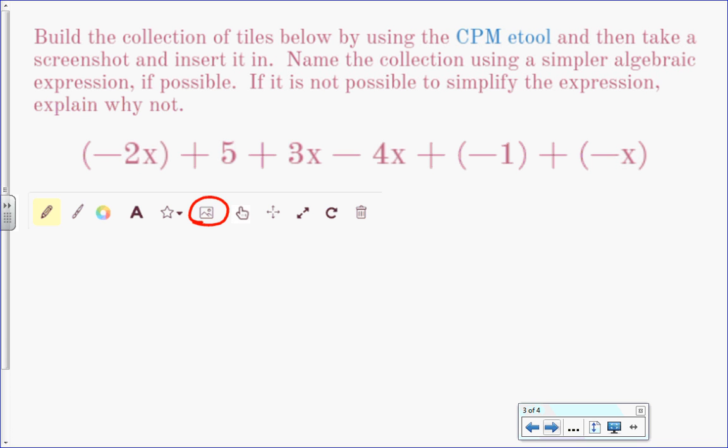Every time you take a screenshot, it automatically goes into your files. So if you click the image tool in Wizer.me, it'll open up your files, and your screenshot should be pretty close to the top. Okay, so let's do this problem. Again, this is a problem straight from the homework. So it's negative 2x plus 5 plus 3x minus 4x plus negative 1 plus negative x.